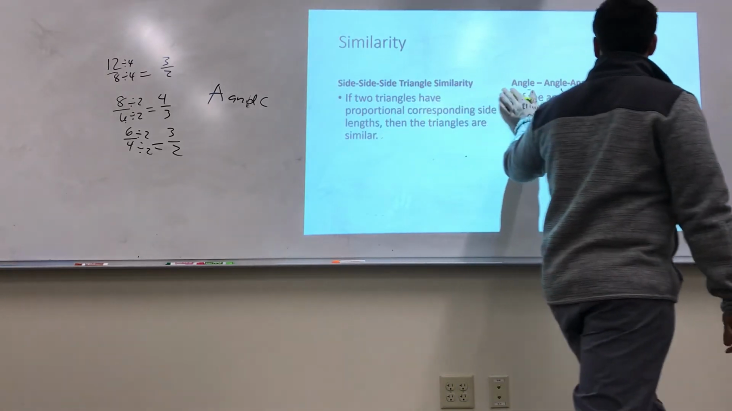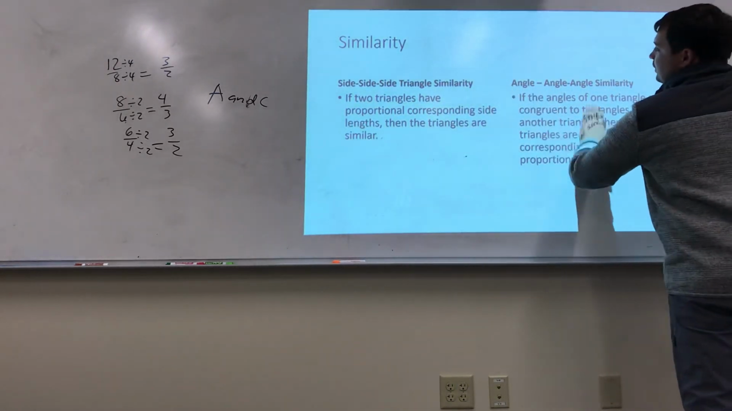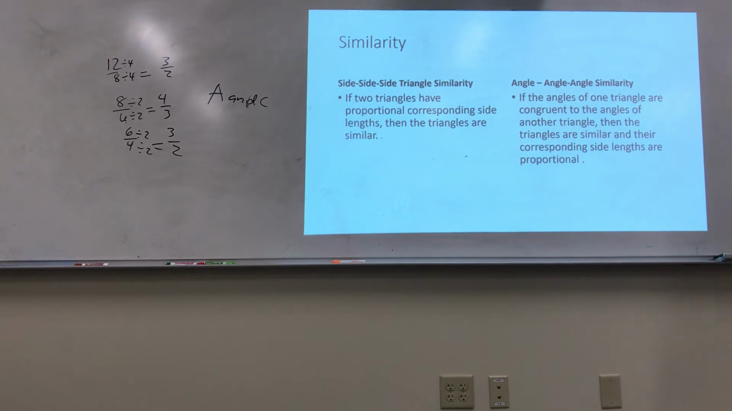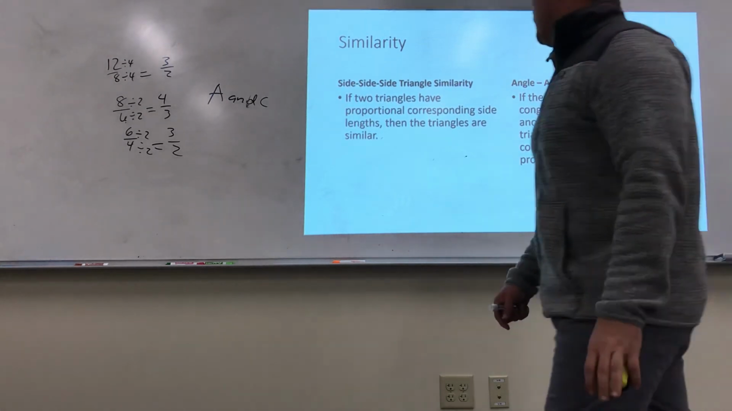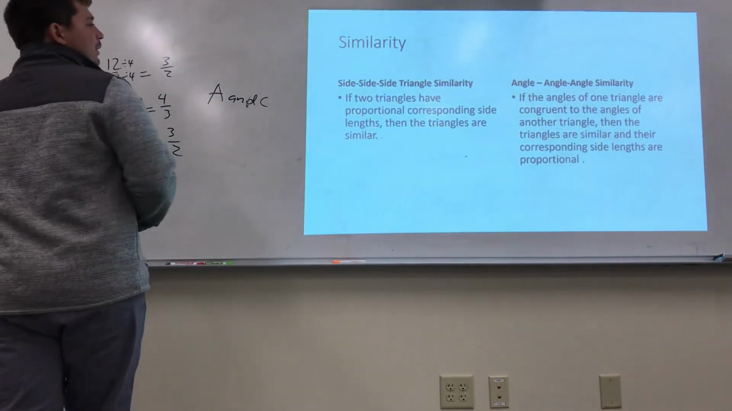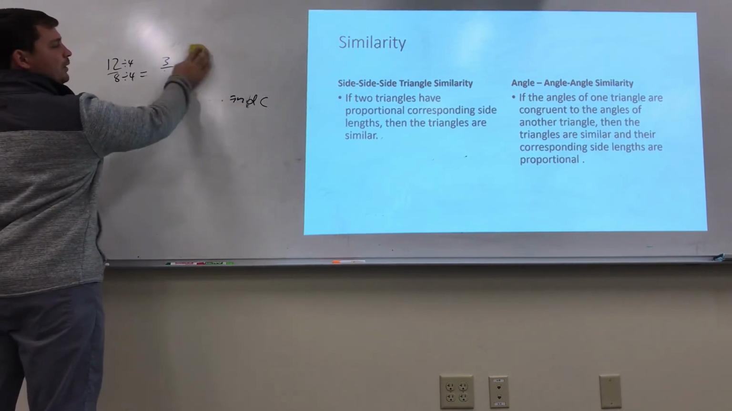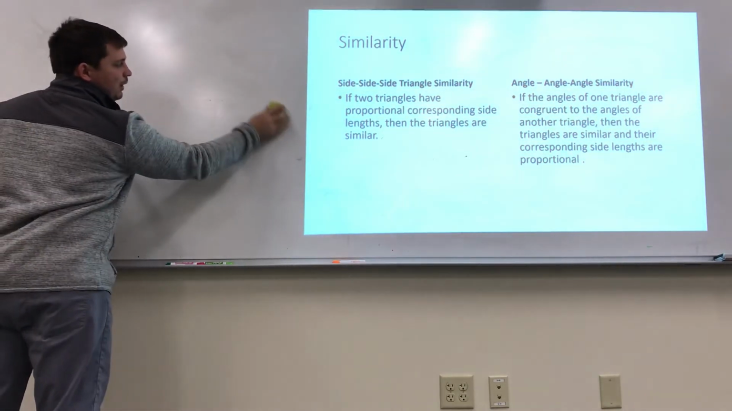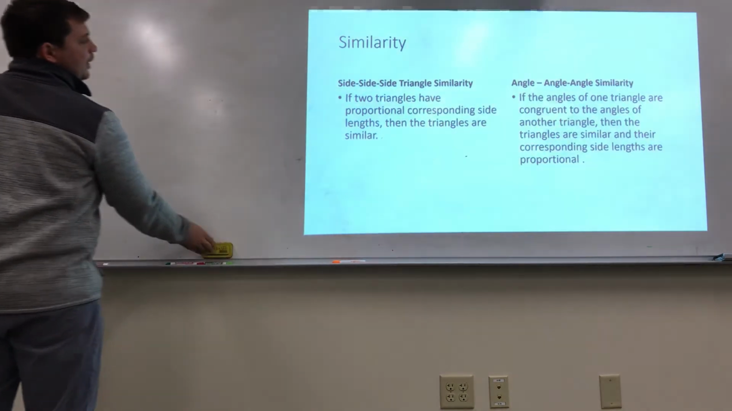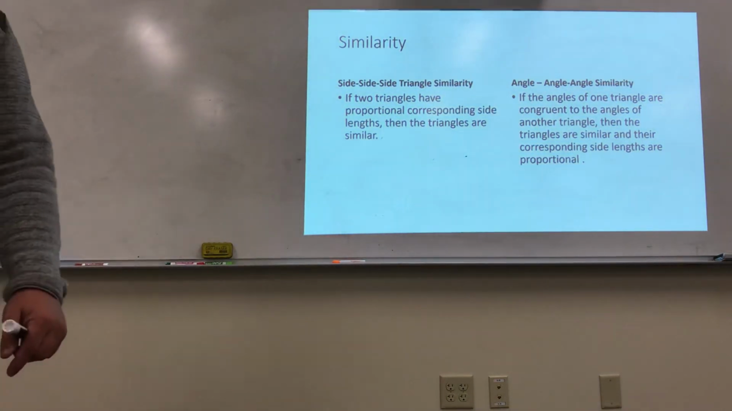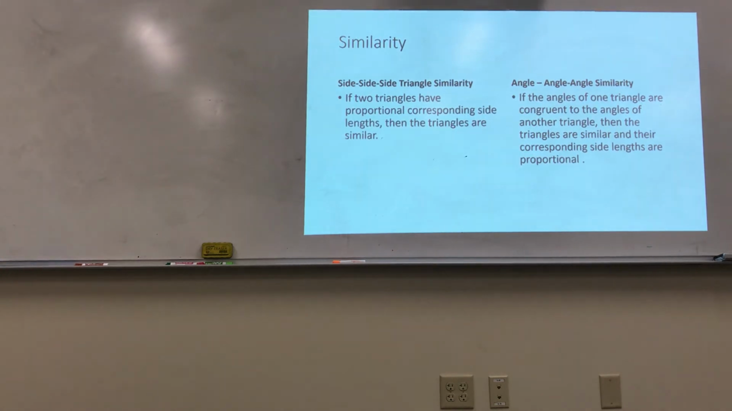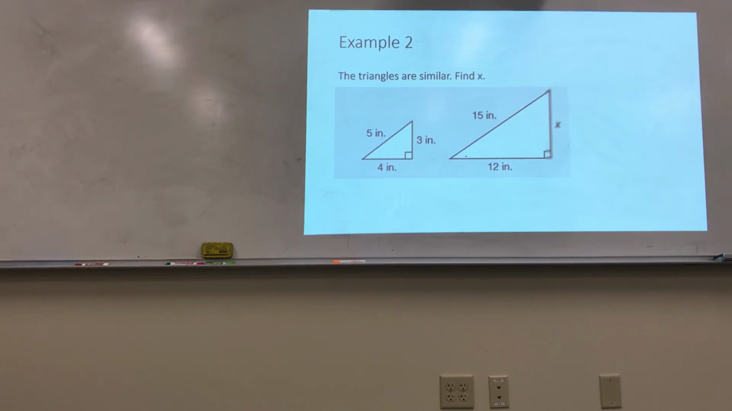Side, side, side. So we're talking about triangles here. If two triangles have proportional corresponding side lengths, then the triangles are similar. Angle, angle, angle similarity: if the angles of one triangle are congruent to the angles of another triangle, then the triangles are similar and the corresponding side lengths are proportional. And that should hold true. So, triangles are similar.